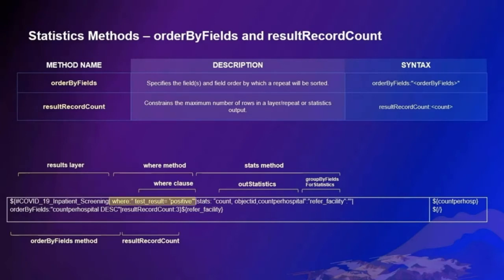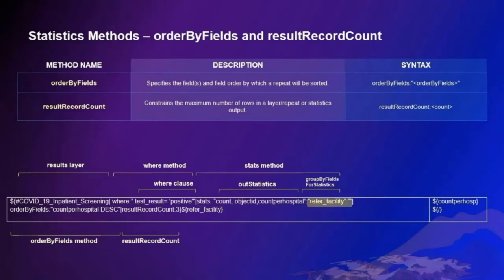This layer has a where method that will only include responses where the test result is equal to positive, a stats method that finds the count of object IDs, then writes the value to a variable named count per hospital. This count per hospital variable can be referenced elsewhere in the repeat.